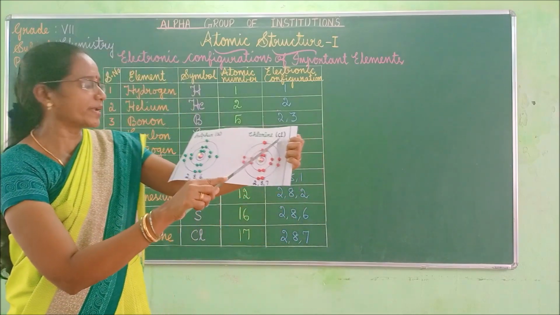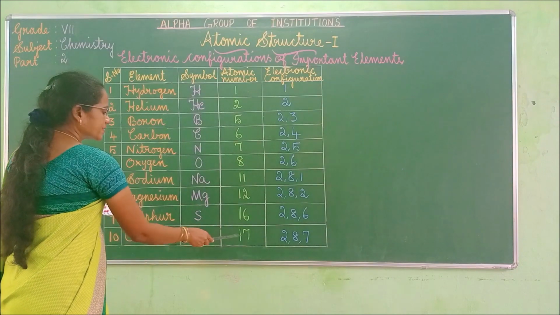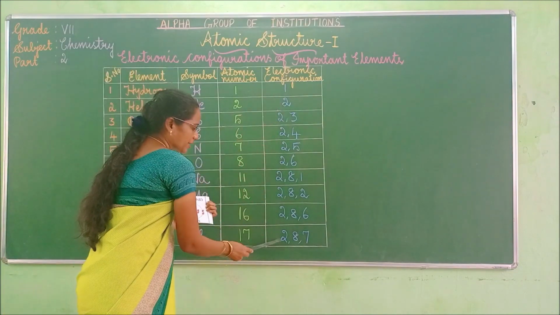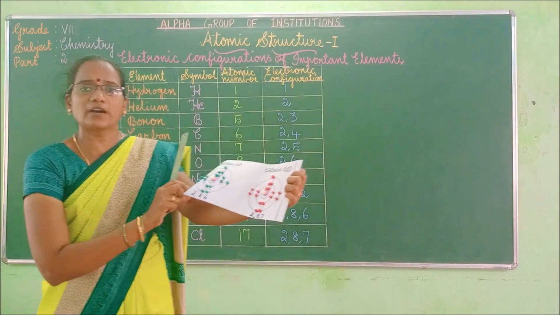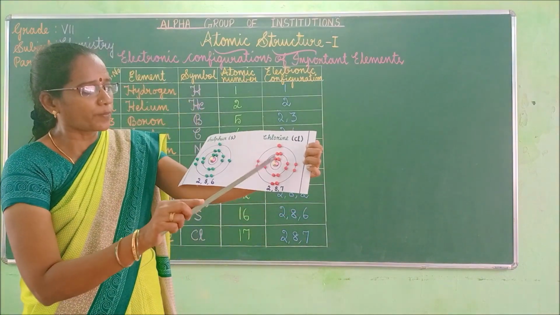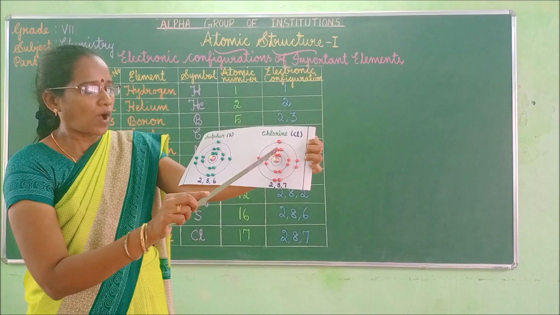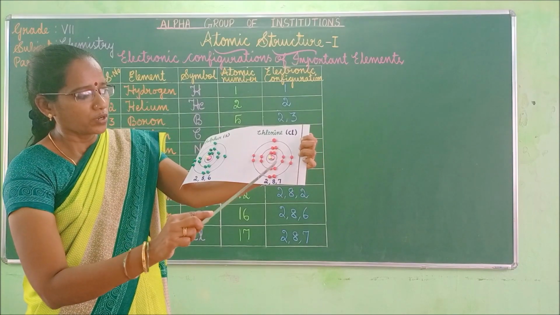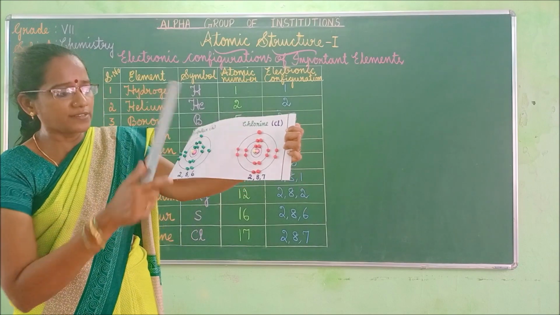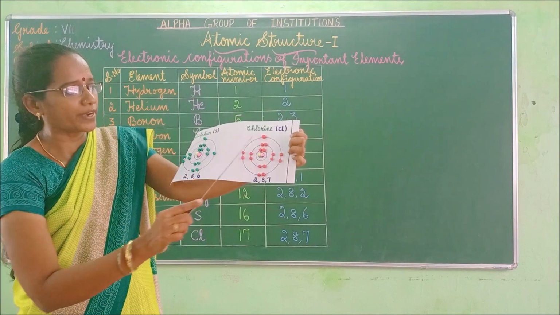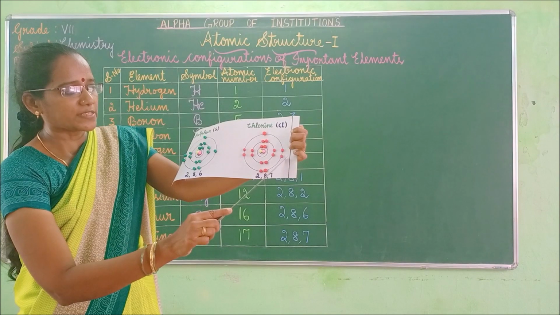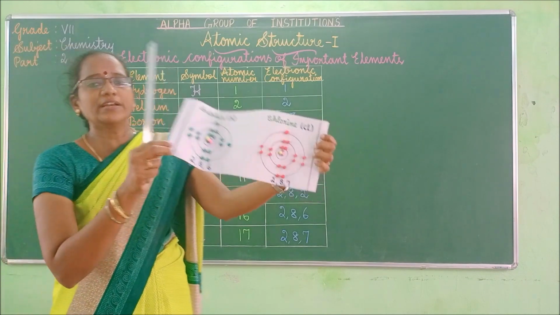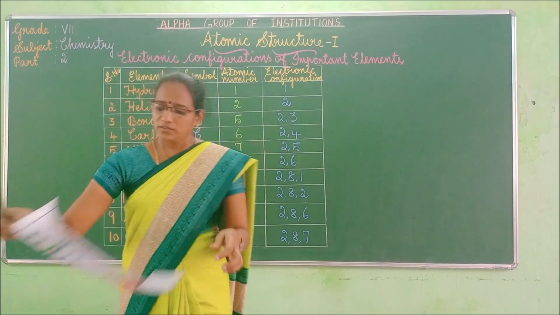Next one is the chlorine atom. For chlorine, what is the atomic number? The atomic number is 17 and the electronic configuration is 2, 8, 7. See the first orbit, how many electrons are present? 1, 2. The second orbit, 2, 4, 6, 8, 8 electrons. And in the outermost orbit, count: 1 plus 2, 3, 3 plus 2, 5, 5 plus 2, 7 electrons.